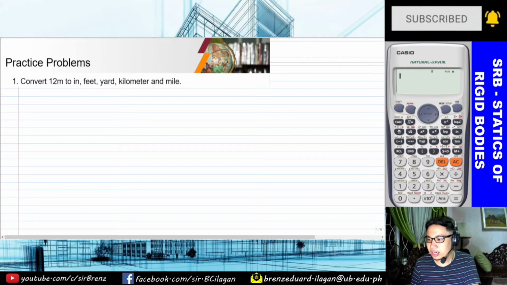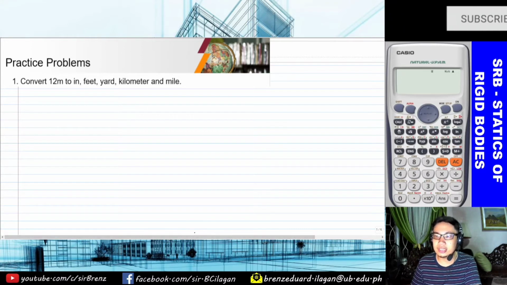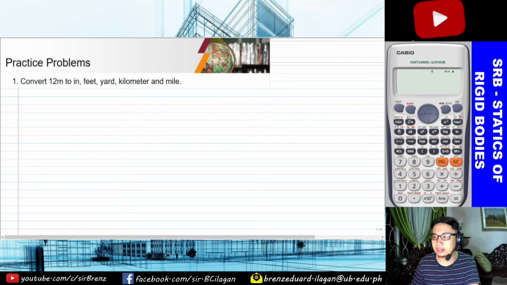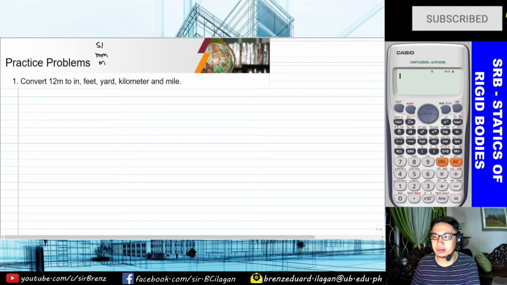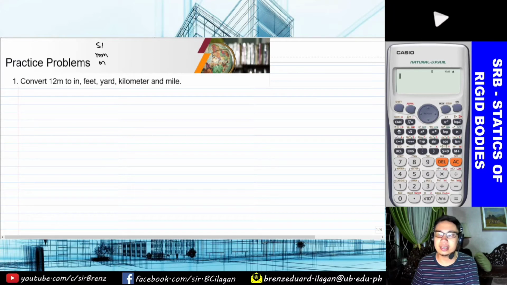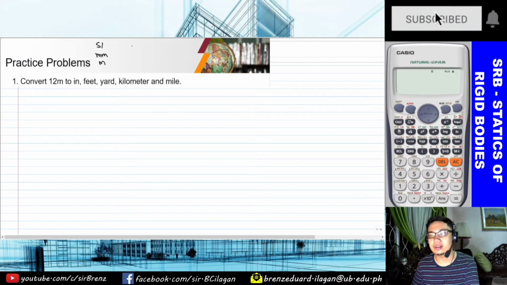Okay, so let's start first with the first problem. Convert 12 meters to inches, feet, yard, kilometer, and mile. Just to share, I didn't include it here, but in terms of SI units, it's either in mm or in meters. So kilometer, we don't really use that. I just added it as a bonus so you can review or recall the conversion of our units.